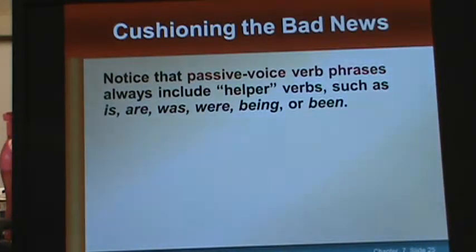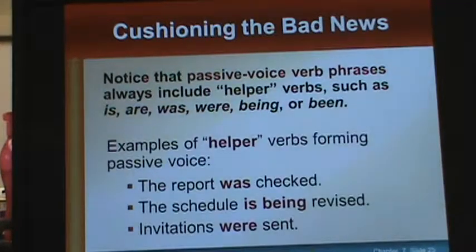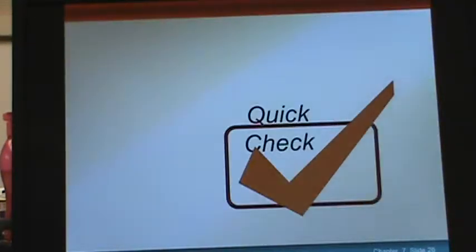Notice that passive voice verb phrases always include helper verbs such as is, are, was, were, been, being, all those. We want to use those, but only in a bad news message, not in any deliverance of good news or requests. So here's an example of a helper verb forming a passive voice. The report was checked, the schedule is being revised, and invitations were sent.